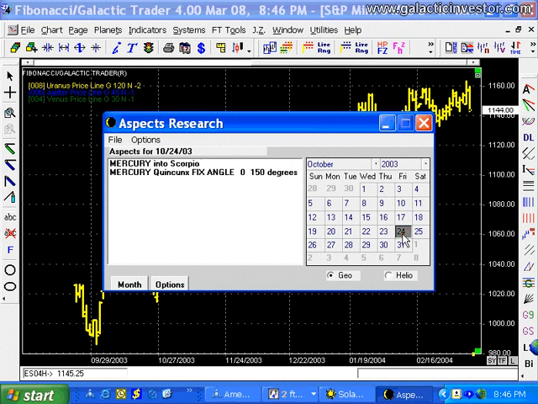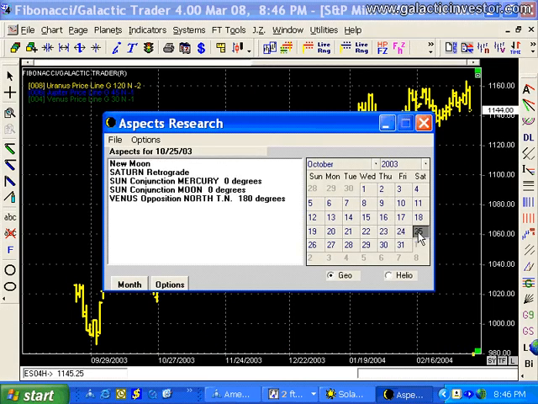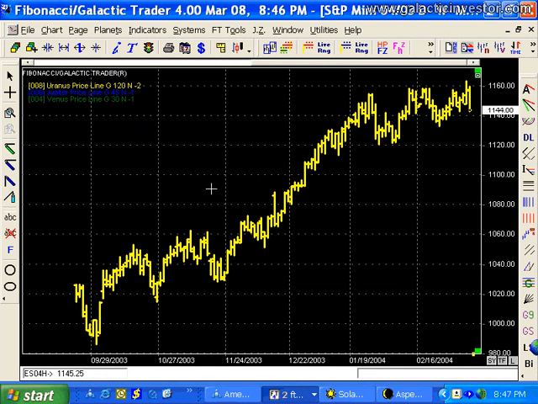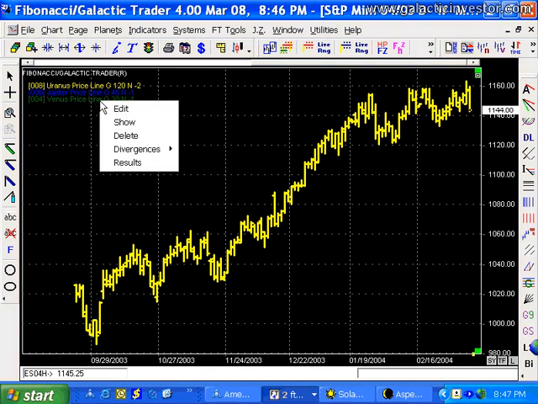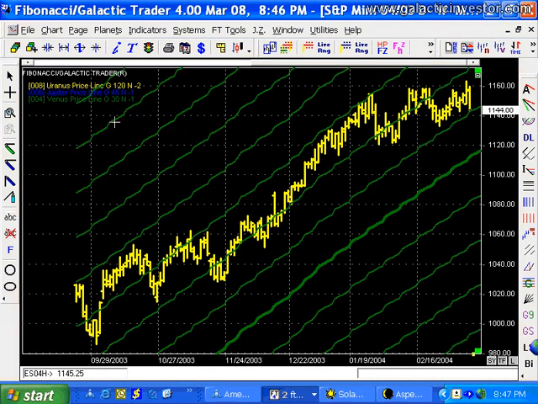Let's go back to the 24th. Now we're going to look at the weekend, what was going on. Venus opposed the North Node, TN, which is the true node, the true north node. And that's 180 degrees. And we already have Venus on at 30. So if Venus is opposing the north node, let's take a look at 180 now. And let's change the factor. And let's see what we come up with.